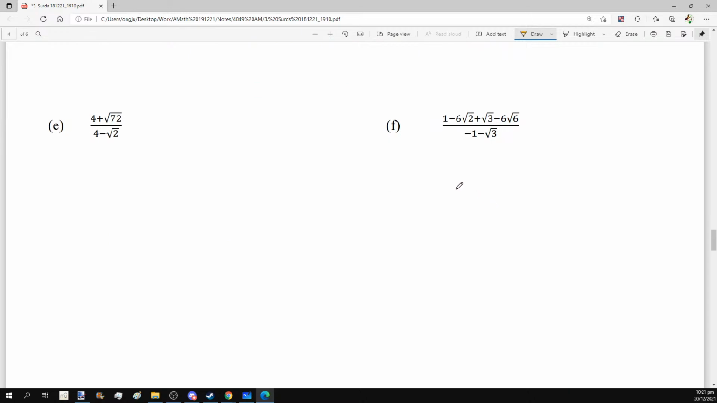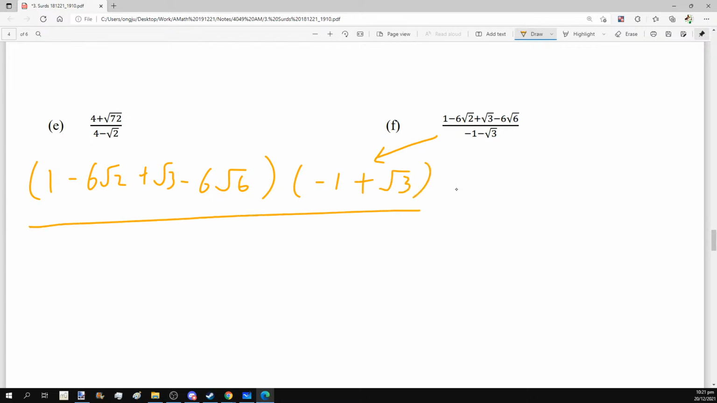Okay, 2 more exercises are given over here. I will leave exercise E as a little practice for you to do by yourself. Let's take a look at F. F is a little scarier, definitely. We will do the same strategy as always. This time round, in order to rationalize the denominator, same thing, we will flip the plus minus only on the square root portion, like so.